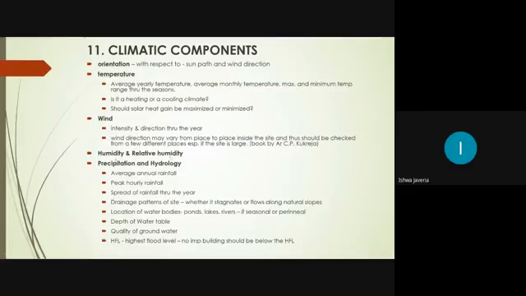And importantly, relative humidity or the humidity and precipitation and hydrology. This is important where we have the precipitation. For example, Murree in the northern and hilly zone, we have the precipitation. So we need to know about the average annual rainfall. We need to know about the peak hourly rainfall. We need to know about the spread of rainfall, drainage pattern of the site, location of the water bodies, depth of the water table, quality of the ground water, and highest flood level.